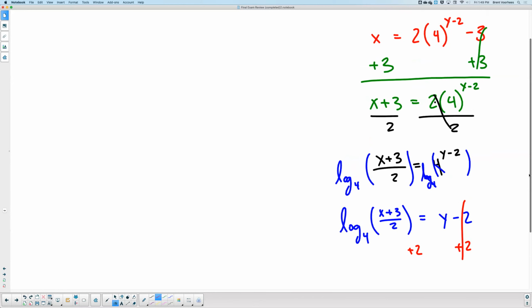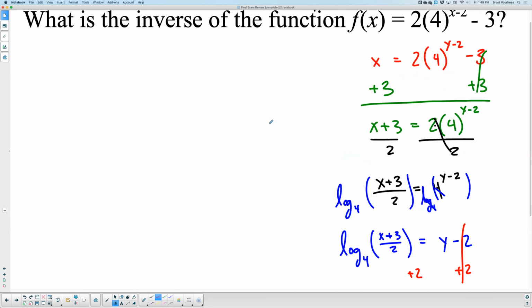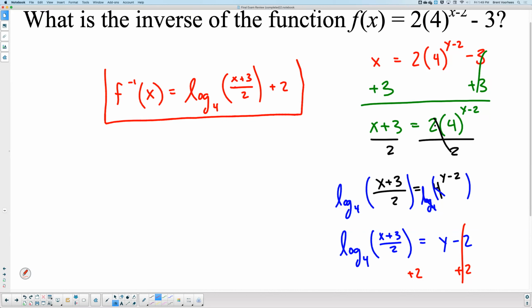Now we have it isolated. So I'm going to come back. And what symbol means inverse? F negative 1. Very good. f inverse of x equals log base 4 of x plus 3 divided by 2 with the plus 2 on the outside. A vertical translation of 2 on the outside.